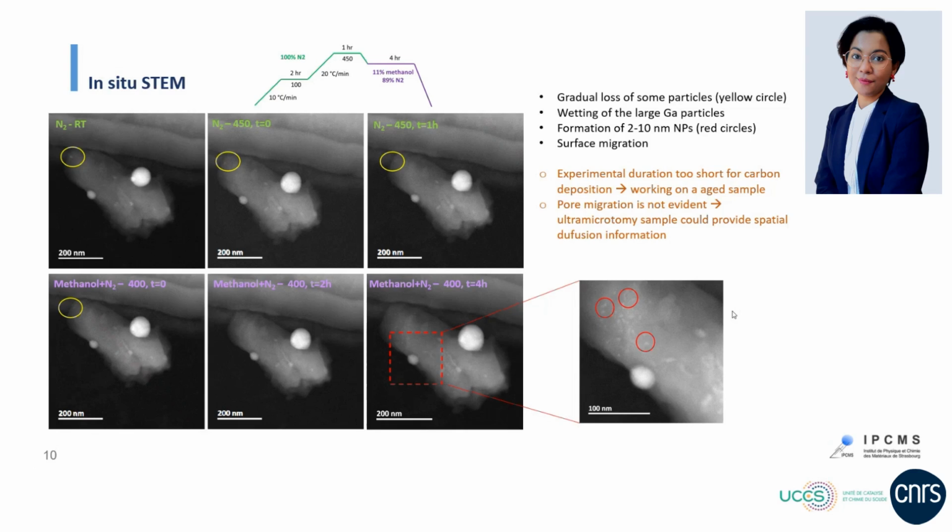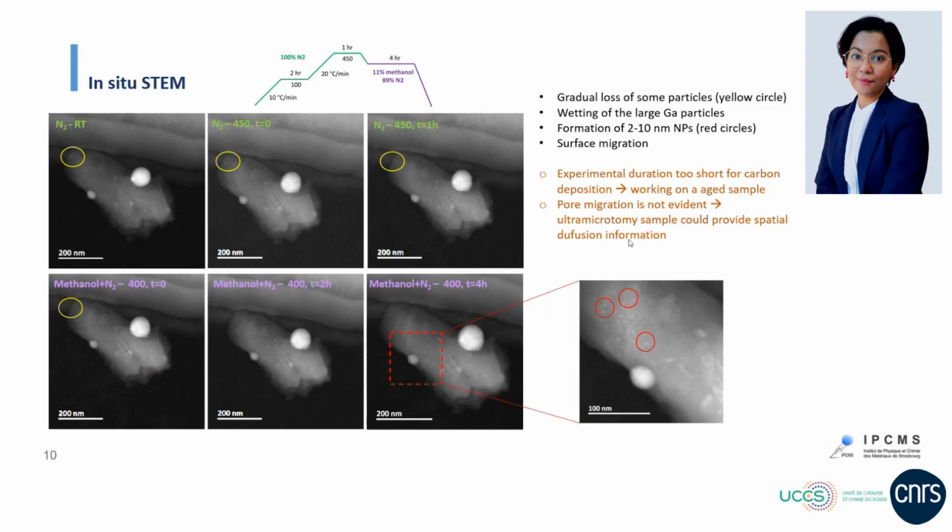However, it was a bit underwhelming in terms of results, partially because we were expecting to see dynamic gallium movement, which did not happen. And the other thing was we had some loss of spatial diffusion information, which can eventually be achieved through ultramicrotomy cut, and we can have information on the diffusion of gallium into the pore of the zeolite. And experimentally, we did not see any carbon formation. Perhaps the duration was too short. So working with aged samples might give us that understanding.